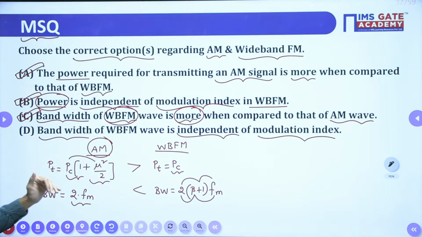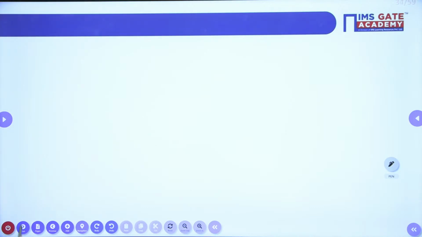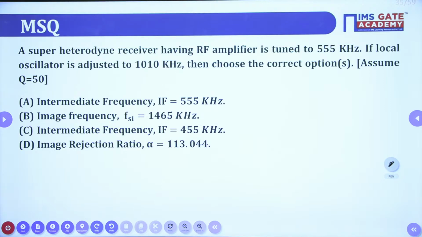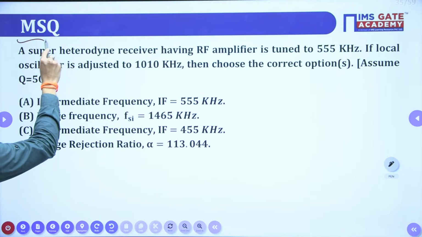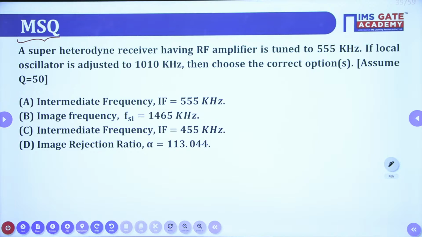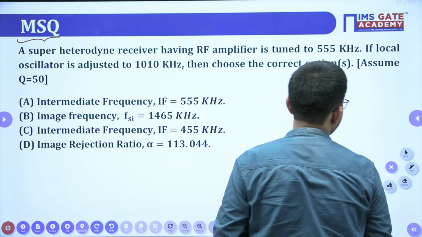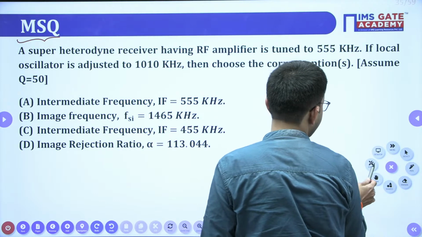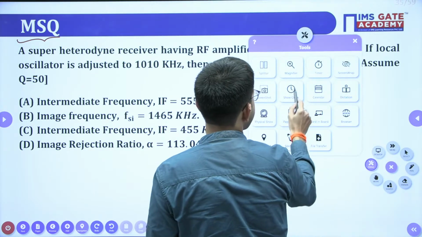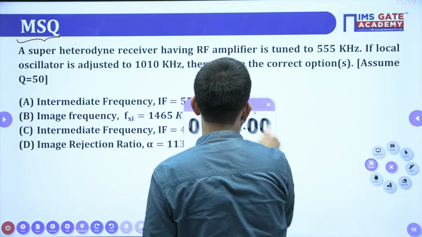So these are the questions related to the second chapter. Now let us discuss the questions related to the third chapter. This is the question related to receivers, regarding the superheterodyne receiver. All of you read the question carefully and you can use the standard equations, standard formulas for solving this question.